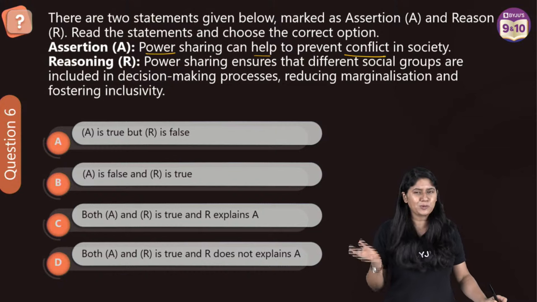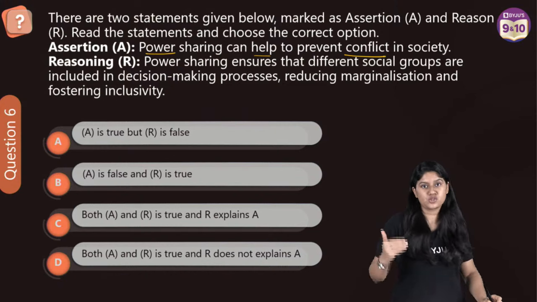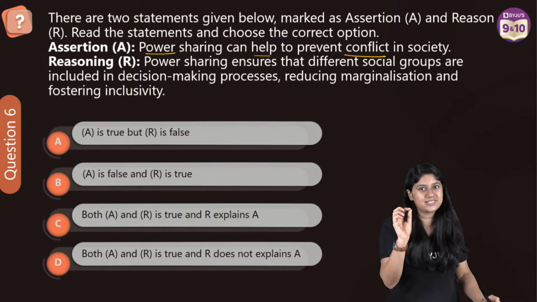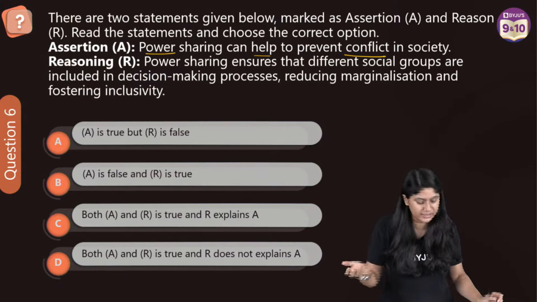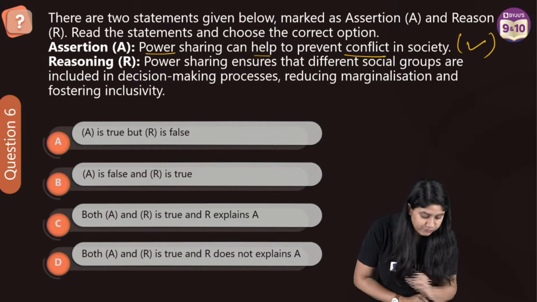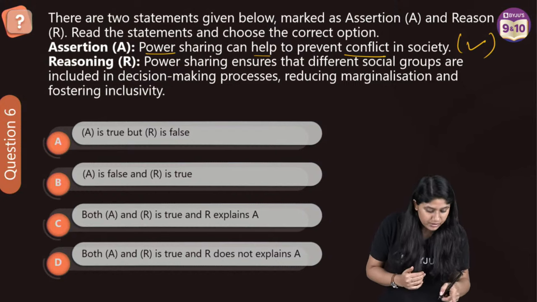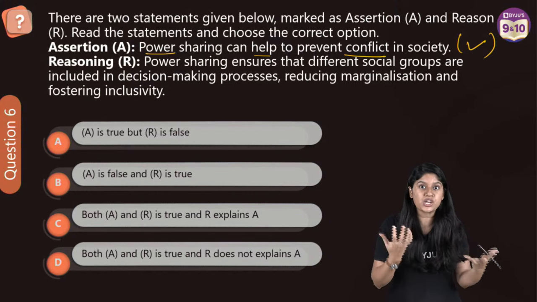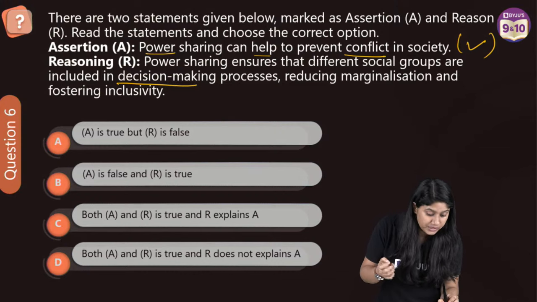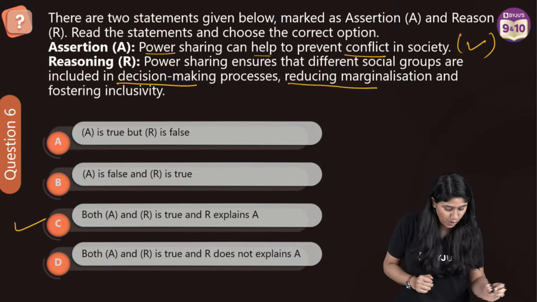We have to find out whether both the statements are correct or not, or whether the reason is a correct explanation for A. We all know that in assertion reason, the assertion statement is absolutely correct. We know that power sharing can actually help to prevent the conflicts in the society. Why? It makes sure that the social groups are sharing the responsibilities. They are a part of decision making process, right? It will be reducing the differentiation. So the correct option over here will be option number C.